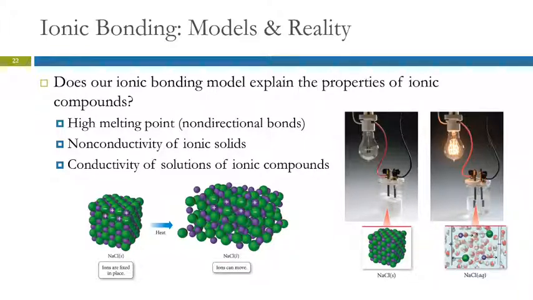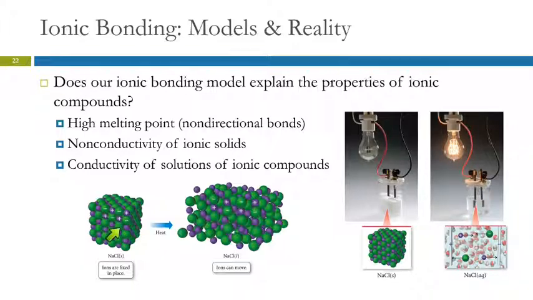Part of the reason that it's so strong is that those bonds are non-directional, meaning the force of attraction is not just between these two ions, but any given ion is also attracted to all of the oppositely charged ions around it. And so they are very, very stable, so high melting point.